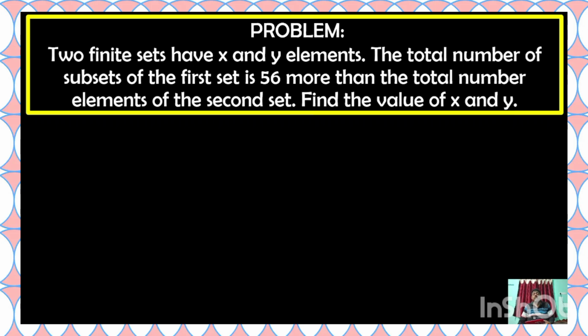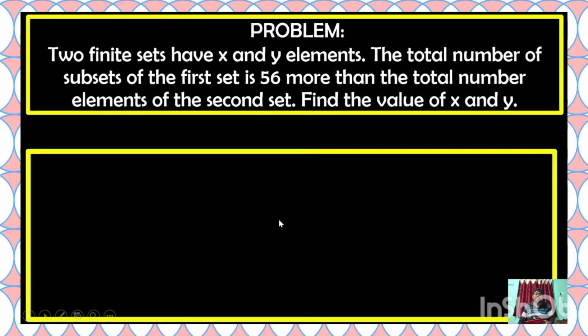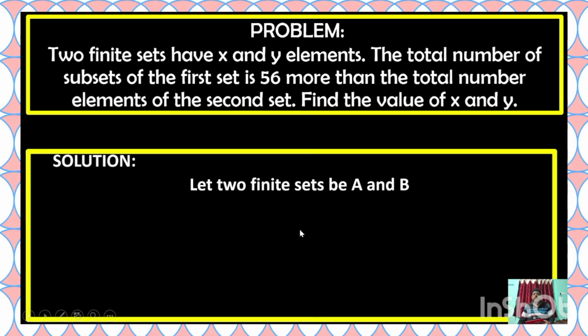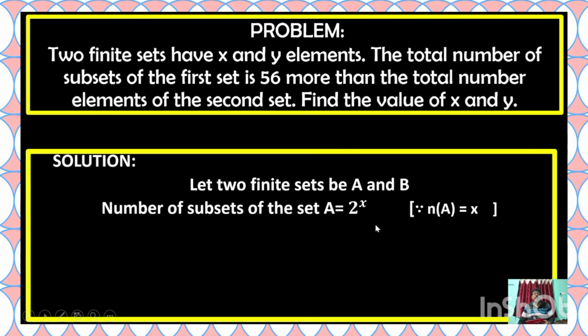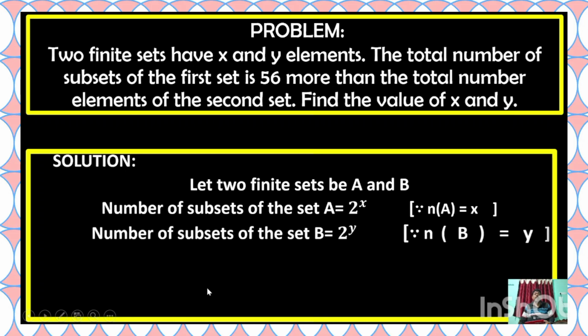Based on the concept of set theory, you will find this in different kinds of competitive exams. Look here. Let the two finite sets be A and B. Understand? So the set A has x elements and the set B has y elements. So the number of subsets of the set A is 2 to the power x according to the formula, because the number of elements of the set A is x. Similarly, the set B has y elements, so the total number of subsets of the set B is 2 to the power y. Understand?